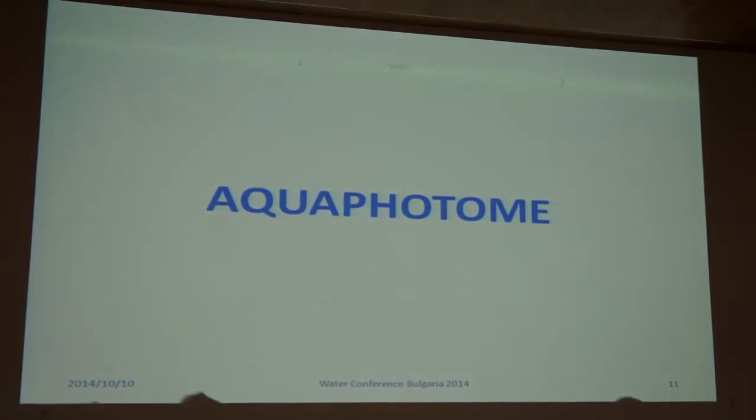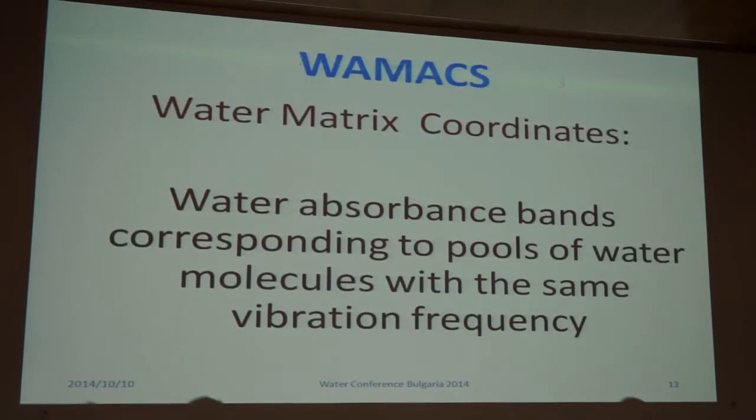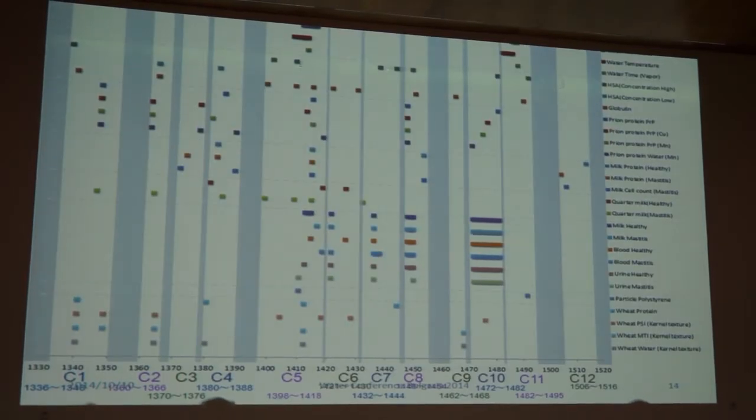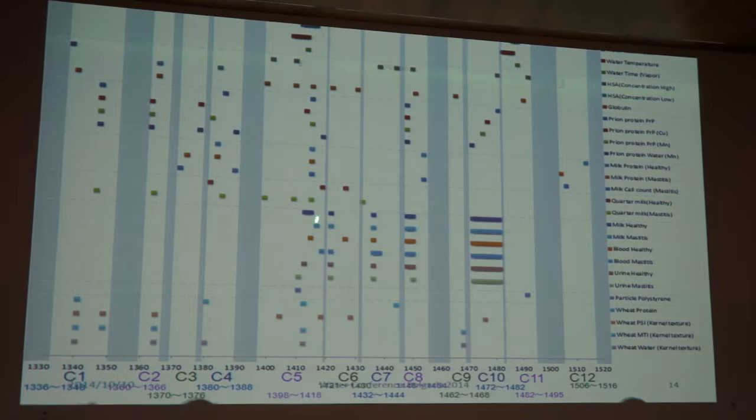Aquaphotomics, like proteome and genome, is a database of all specific water absorbance bands and water changes in different systems. It's the entire complement of water matrix coordinates. Now, one example: here we have different systems like milk protein, blood, urine, in different samples. When we perturb those samples with different concentrations or temperature, we could see different spectra of water. These are the water bands, 12 water bands.